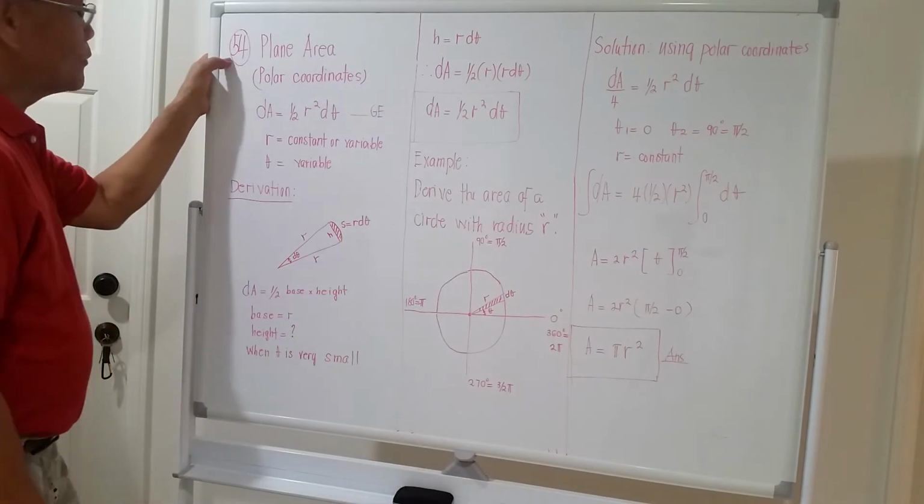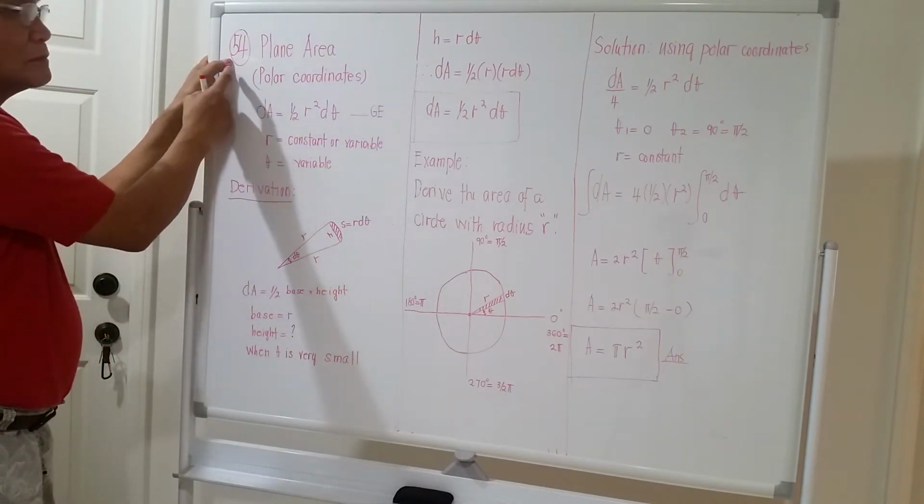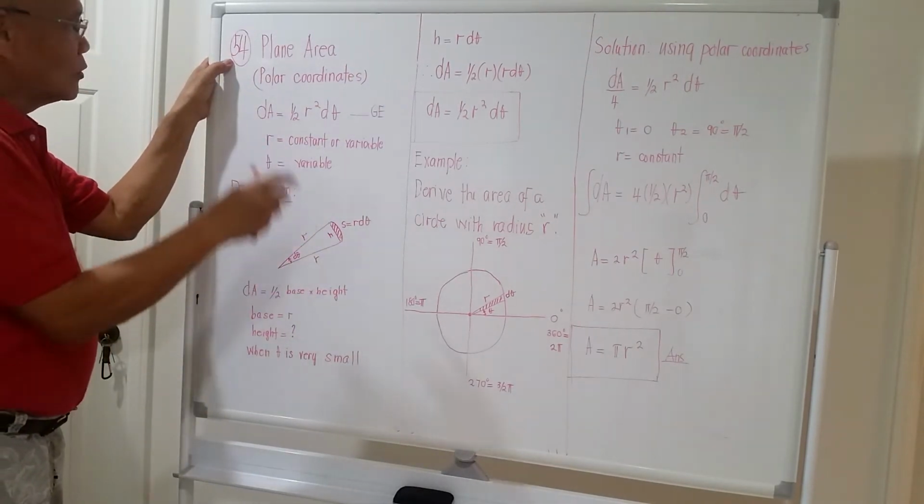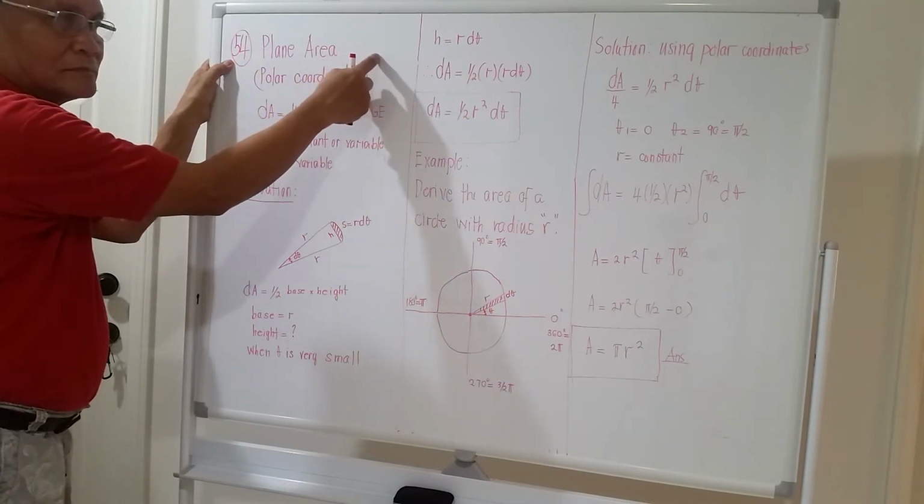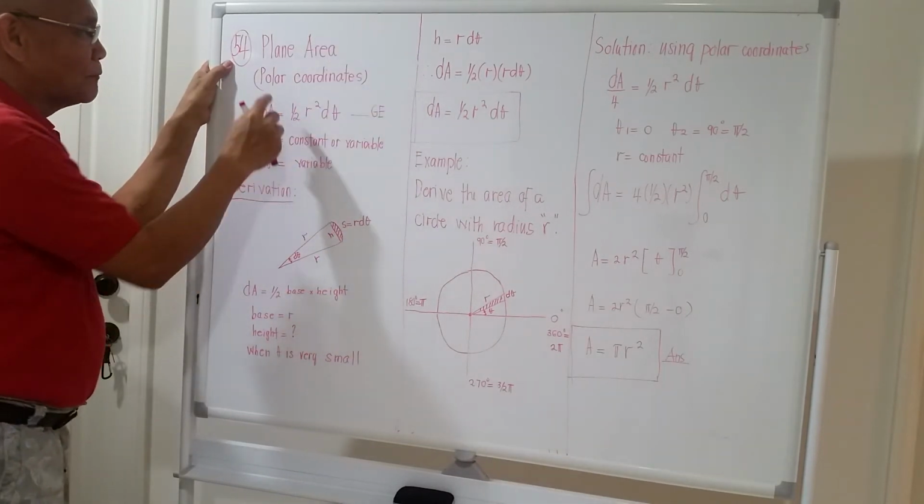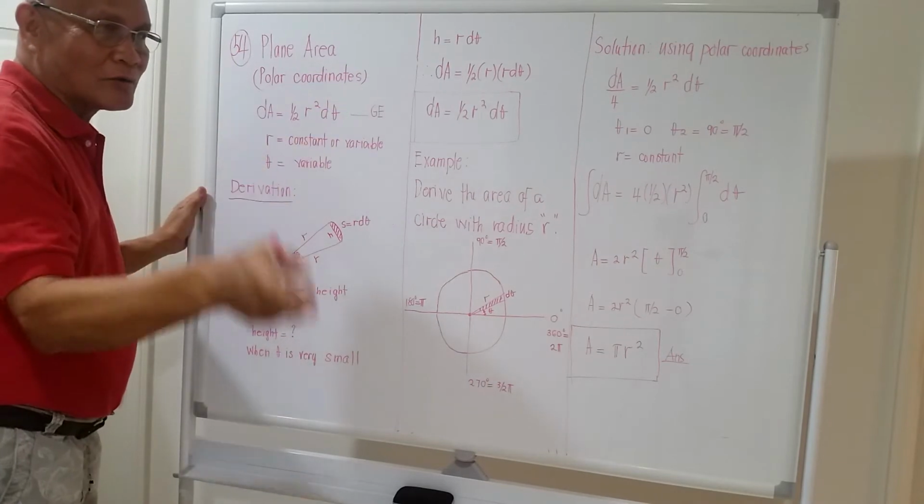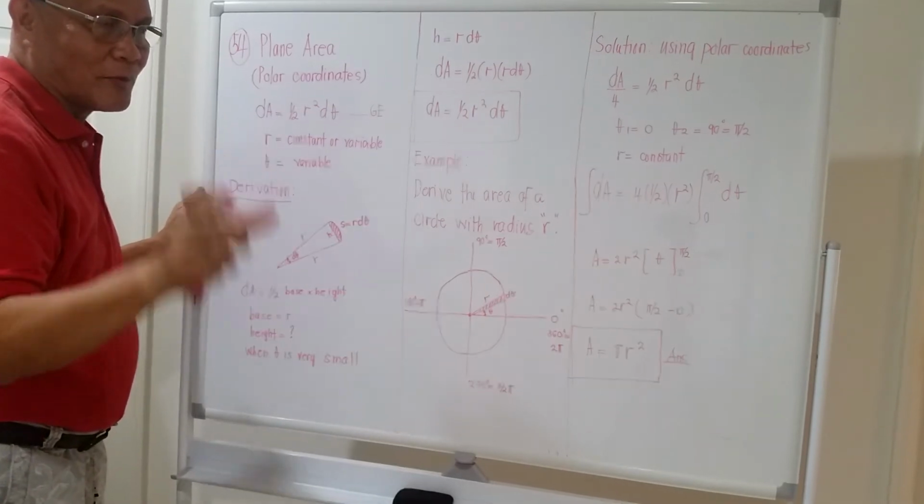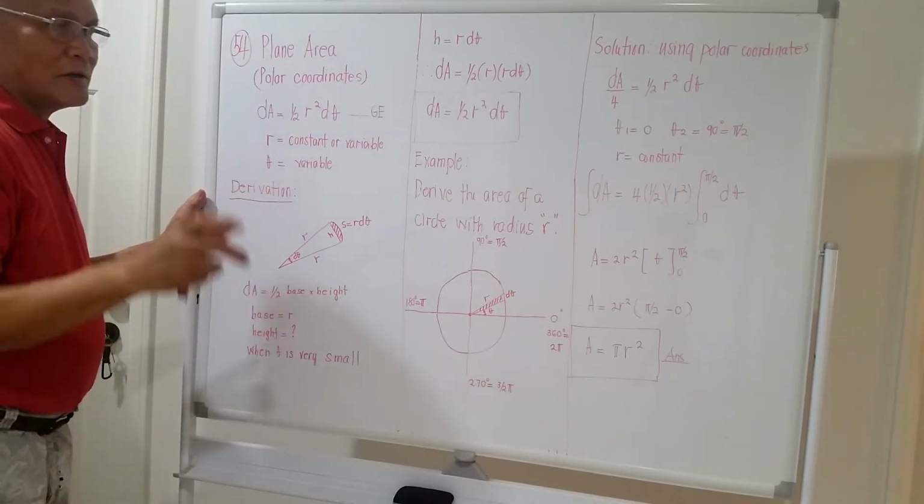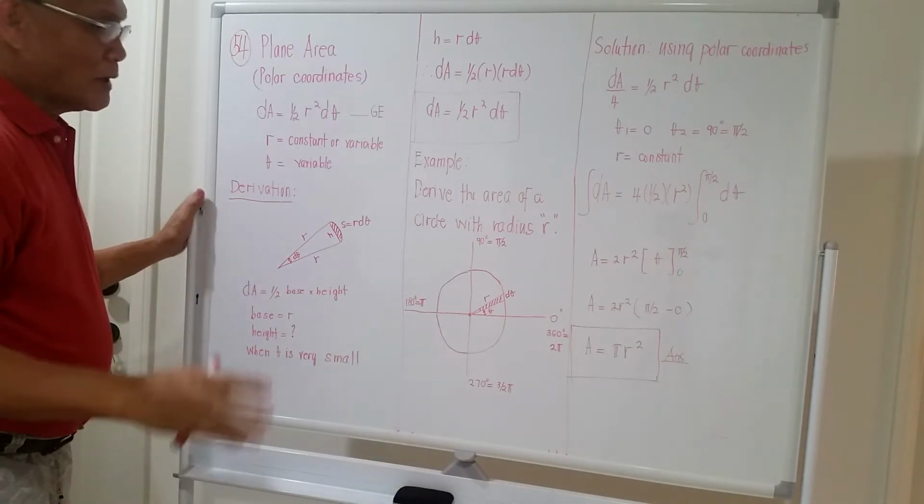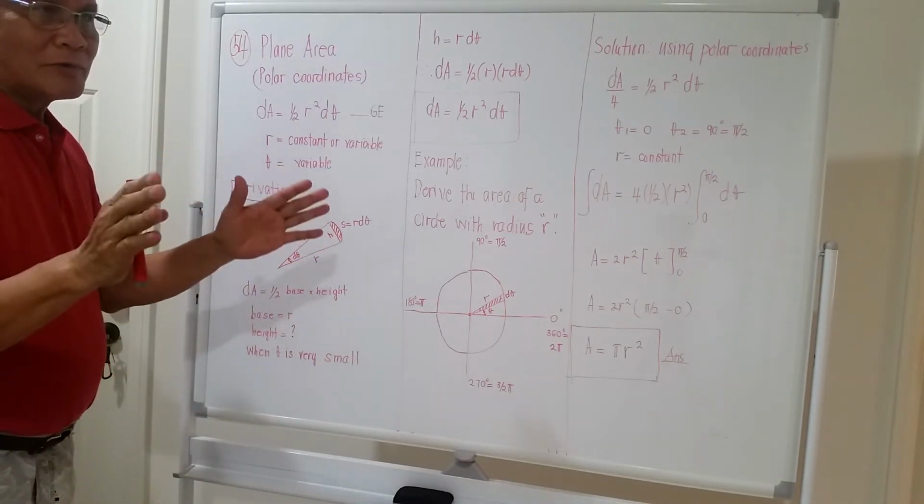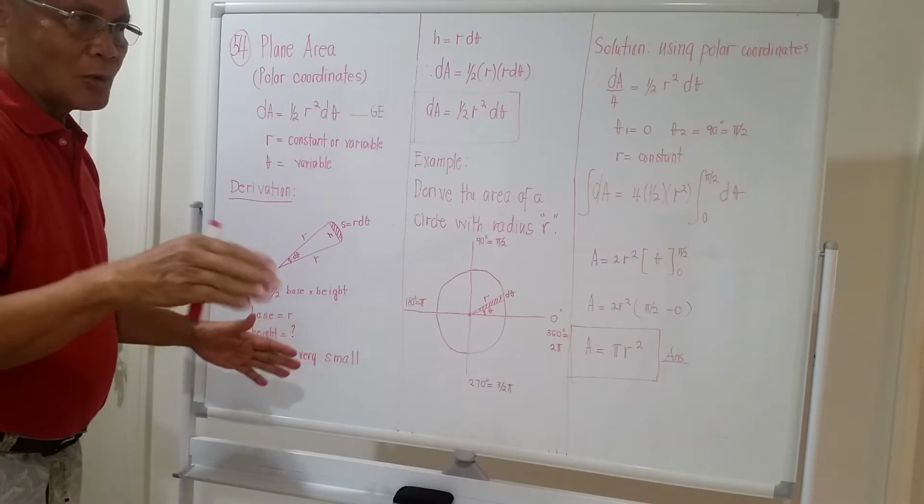Topic number 54 under my channel. Topic integral calculus, plane area. Under the topic again, polar coordinates. We are now through with the Cartesian coordinate system of computing areas. Okay. I will give you the formula, then I will try to give you the derivation, and I will give you an example.